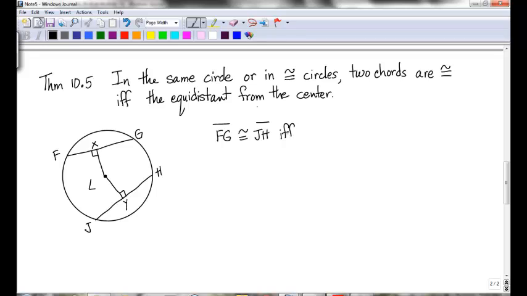If and only if LX equals LY. So mark those two distances would be equal. Okay? Okay, last example.